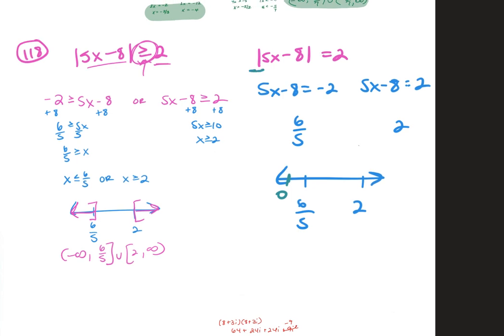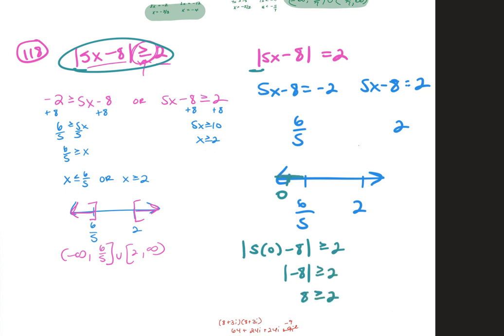If I plug in 0 to my original, I get the absolute value of 5 times 0 minus 8 is greater than or equal to 2. Absolute value of negative 8 is greater than or equal to 2. And 8 is greater than or equal to 2. So I know to shade where the 0 came from, and it's in every other situation. So not here, but also here. So you can choose how you do that. Either remember the absolute value and-or rule, which is if it's greater than, it's or, less than is and, or set it equal, solve, and test a point.